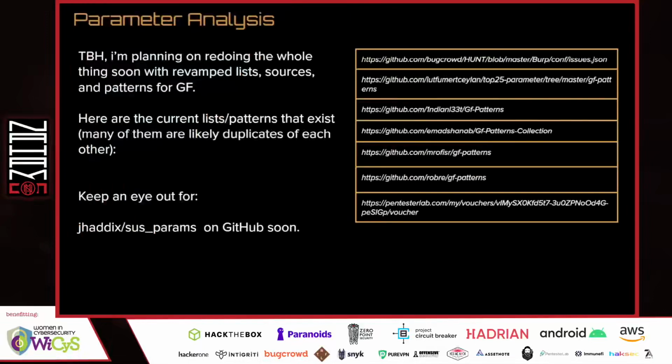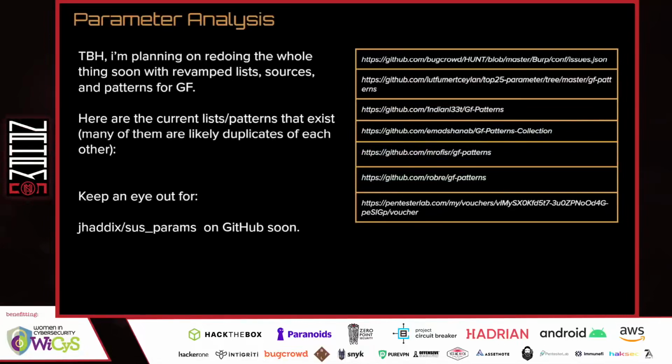So to be honest, there's a whole bunch of these projects that have patterns that are kind of copied off each other. I don't know where the data came from. A lot of them are stolen verbatim from Hunt. Some of them are from these other data sets. And so I plan to basically redo just the parameter section of that Hunt tool we released a long time ago that did this analysis in Burp. But I just plan to redo the patterns that GF can use pretty soon.